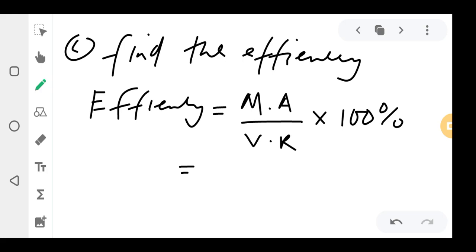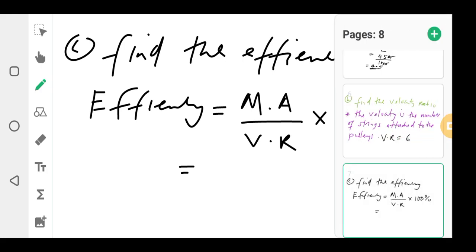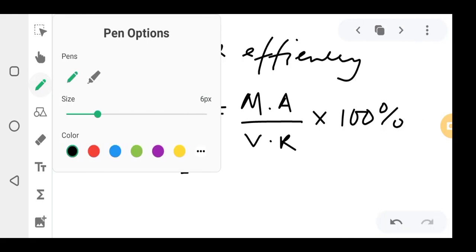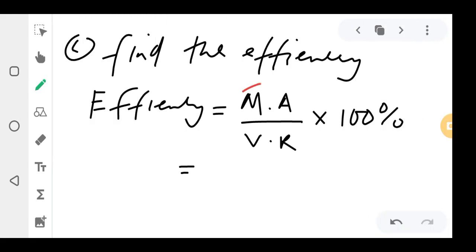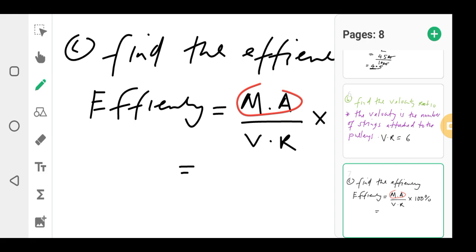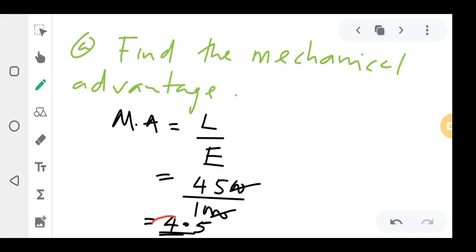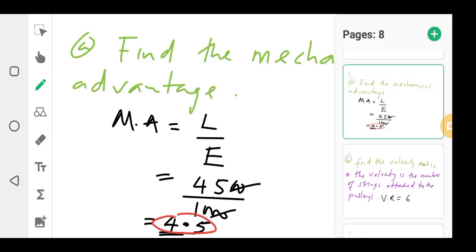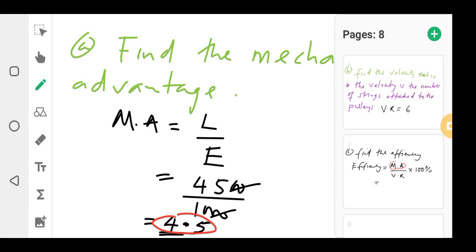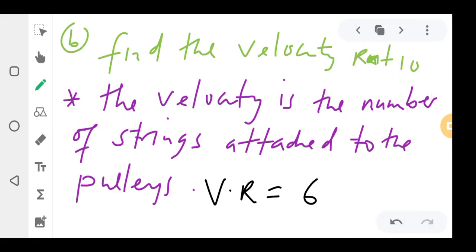So where do you get the mechanical advantage? You already calculated it. What is the mechanical advantage on top here? We did this in question 1. The mechanical advantage is 4.5. We calculated it. So on mechanical advantage we put 4.5. Our velocity ratio is 6, so on velocity ratio we put 6.